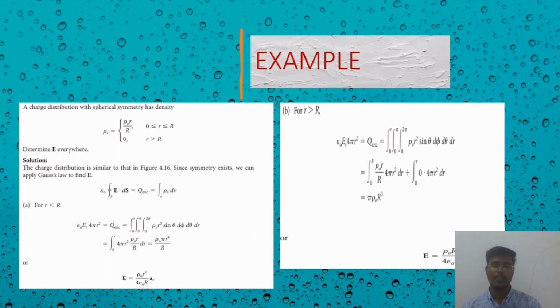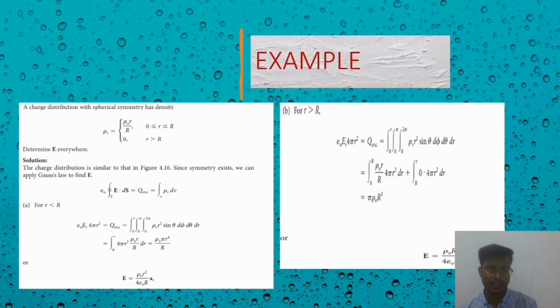Now let's discuss an example of how Gauss's law can be applied to find the electric field. On the screen now you can see there is an example given. A charge distribution with spherical symmetry has a density with certain parameters given. We are asked to find the electric field everywhere. Since we know that our system is symmetric, we can right away apply Gauss's law.